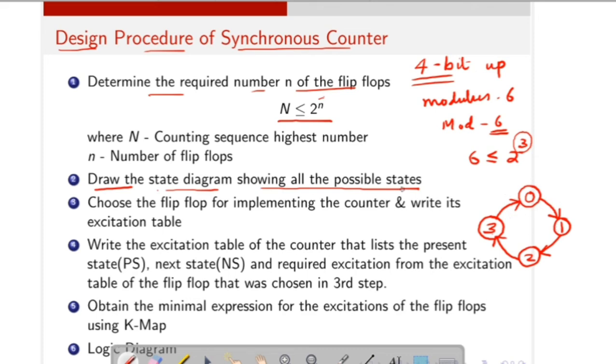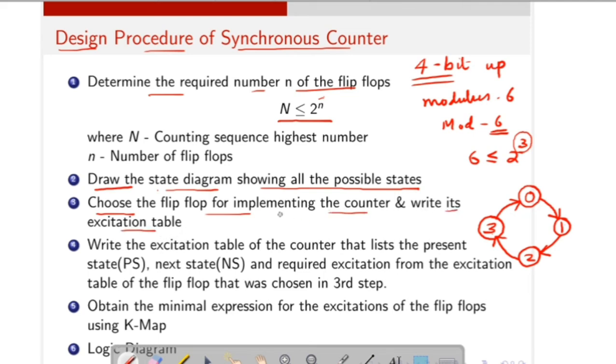Vertex represents the count of the counter, or it is the state of the counter. Then edges represent a transition from one state to another state, and it is represented by a directed edge, right? Then the third step is to choose the flip-flop for implementing the counter and write its excitation table.